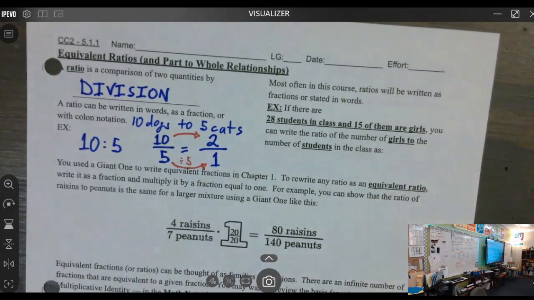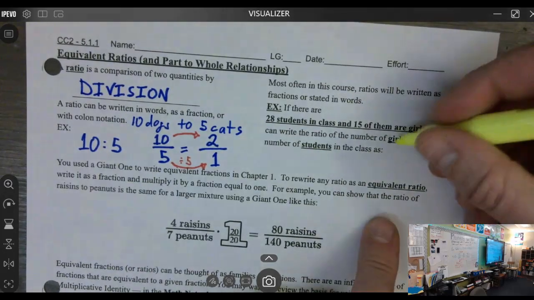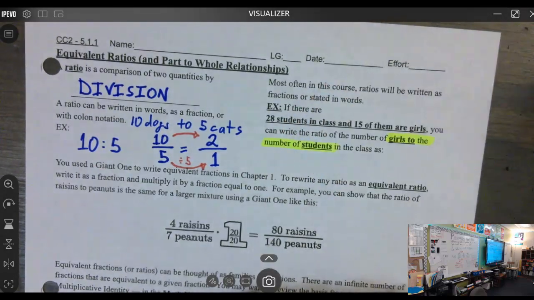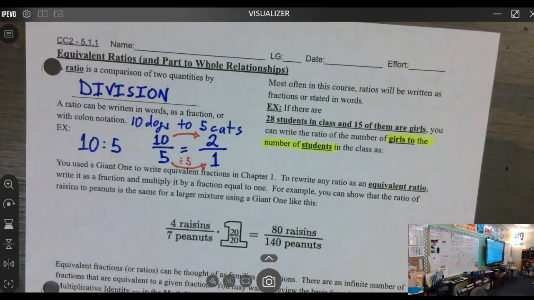So, if we want to... Now, this is what I don't like about how this printed. Girls to... And then I have to come down here to the next line. They want girls to students. They want the comparison of girls to students.